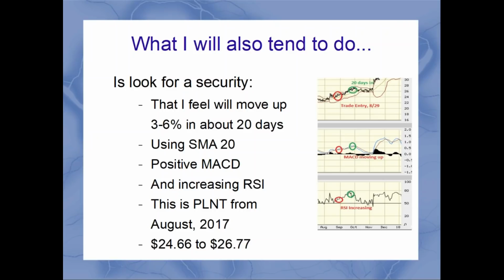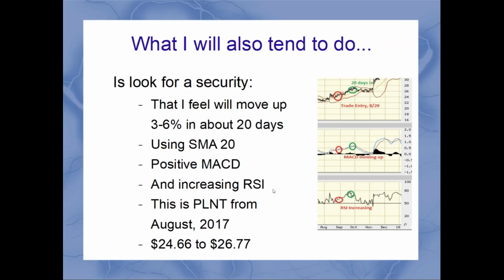I'm also going to use the SMA 20. I personally prefer to look for stocks that are above the SMA 20 when I'm entering my positions, in addition to the SMA 50. I like to look for a positive MACD, or a position that's showing just a recent positive MACD trend, and I'd like to see an increasing RSI.